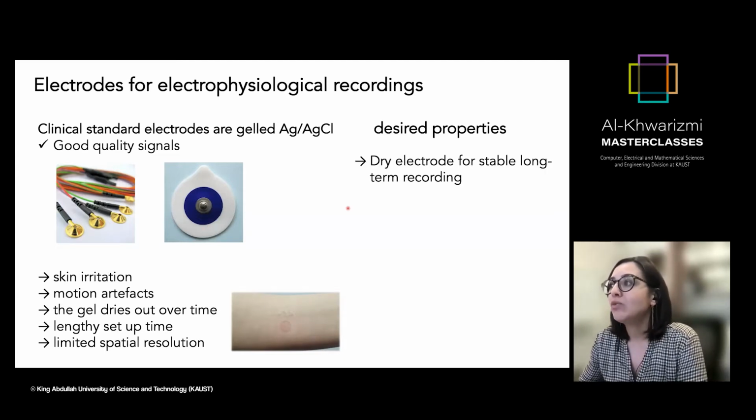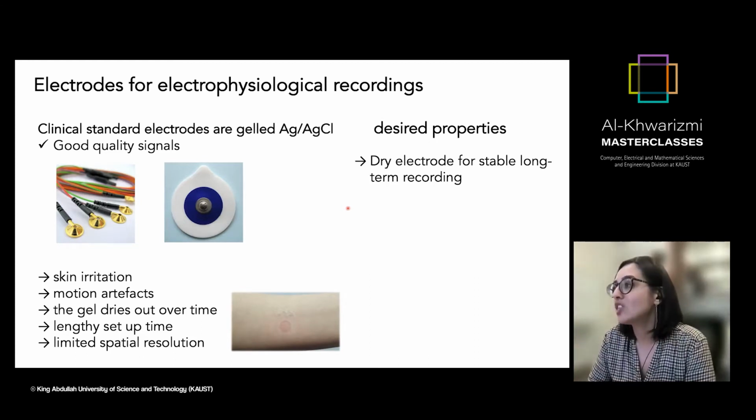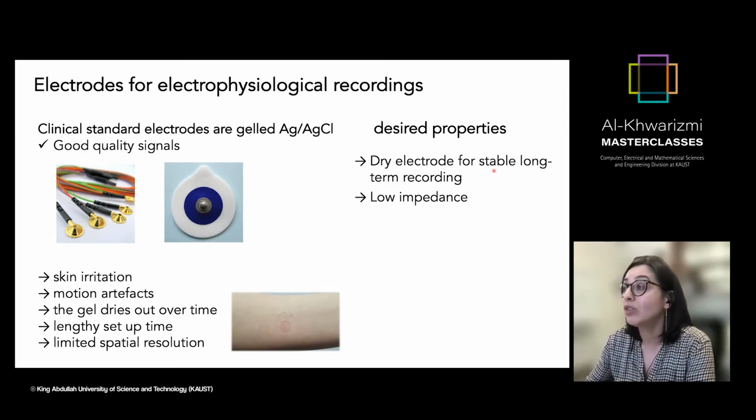Now, for that, there are some desired properties that are targeting these challenges. For instance, we want to use dry electrodes and get rid of gels to get rid of any of these problems. These dry electrodes need to give stable and long-term recordings. They should have low impedance, and that's something hard to achieve for many materials, because again, once they are dry, they do not make very good interfacing with the skin.